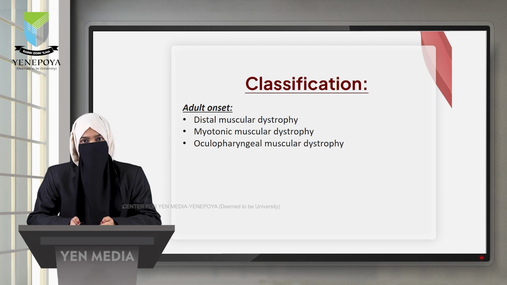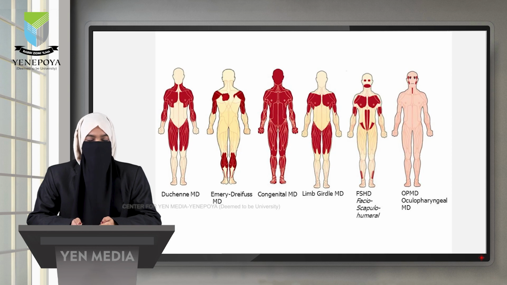oculopharyngeal muscular dystrophy. This is an image describing the various patterns of weakness in the various types of muscular dystrophies. In the first one, we have Duchenne muscular dystrophy, where there is involvement of the hip, the thigh, the shoulder region, and the neck muscles. We have Emery-Dreifuss muscular dystrophy, similar to the first one, but there is involvement of the heart and the back muscles. Congenital muscular dystrophy, where there is involvement of the whole body.